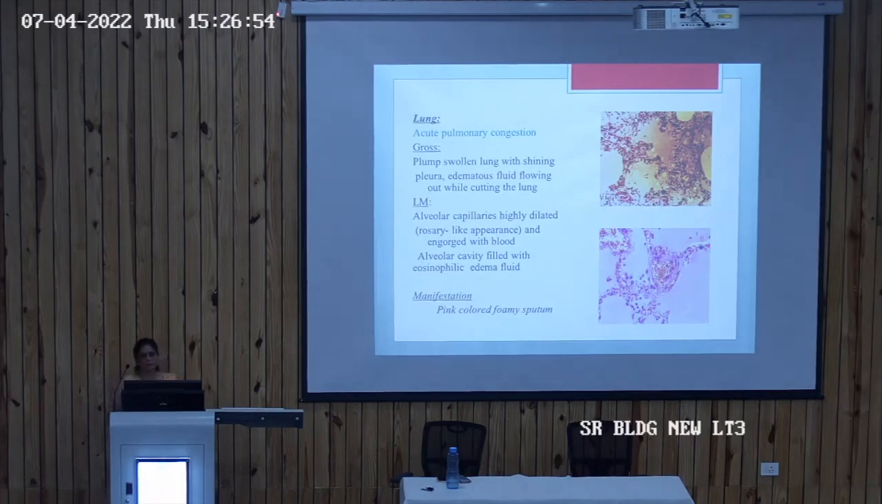But you should know all these things because they have studied all this on autopsy. On low microscopy, alveolar capillaries are highly dilated, with a rosary-like appearance, engorged with blood. Alveolar cavity is filled with eosinophilic edema fluid. Manifestation is pink colored foamy sputum.